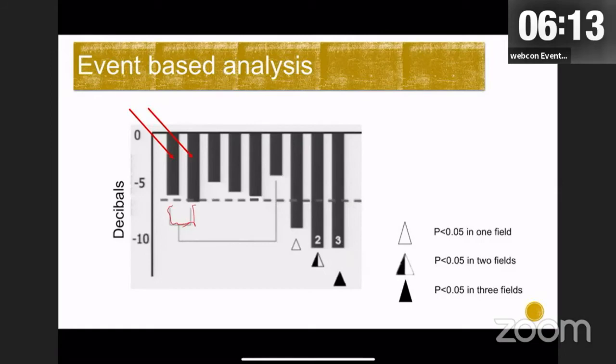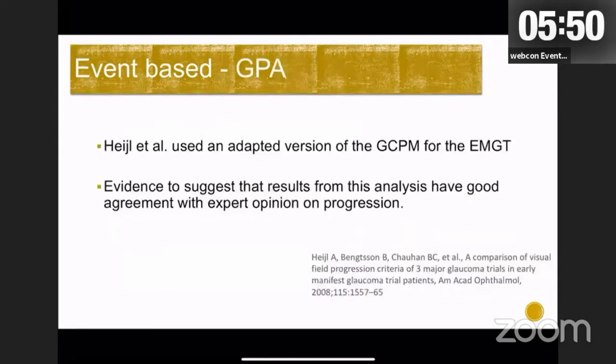And if we have a depressed field in one of the fields after the baseline visual field, it is given as an open triangle. If it is a half-closed triangle, that means the depression is seen in 2 consecutive fields after the baseline visual fields. And similarly, if they are depressed with a p-value less than 0.05 in 3 consecutive fields, these are blocked triangles like this. So this was used in the glaucoma GPA map by the Early Manifest Glaucoma Trial also. And evidence suggests that this analysis has good agreement with expert opinion on progression.